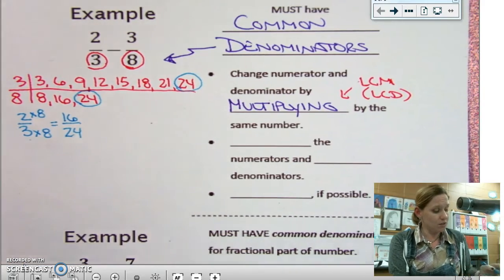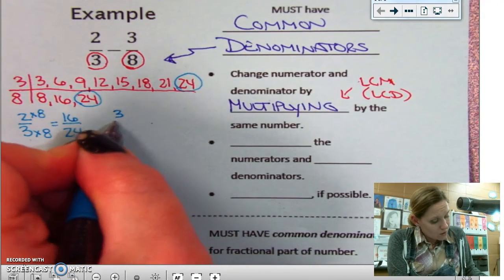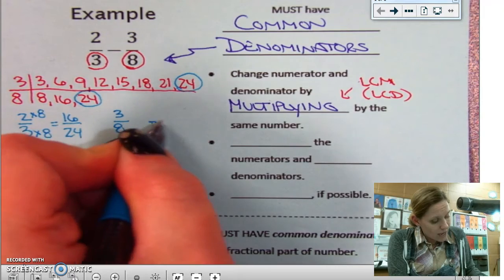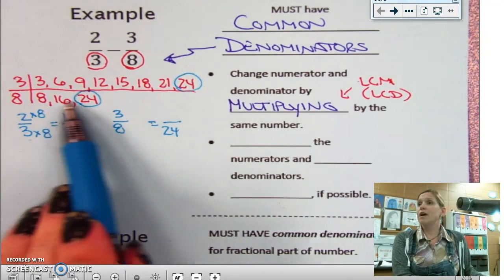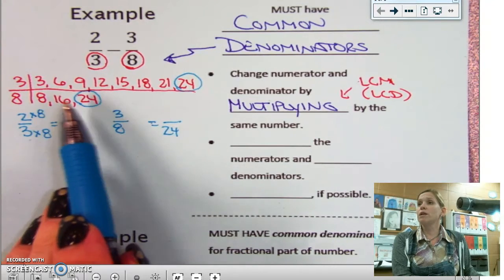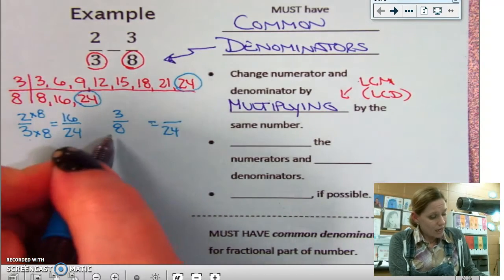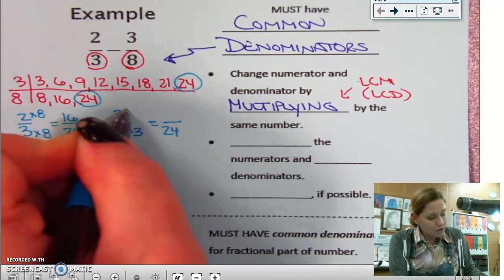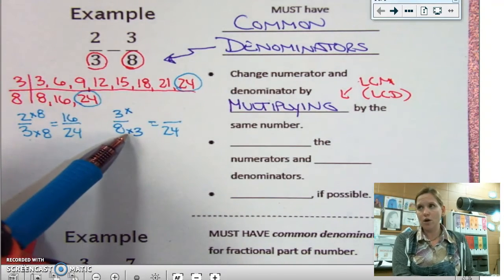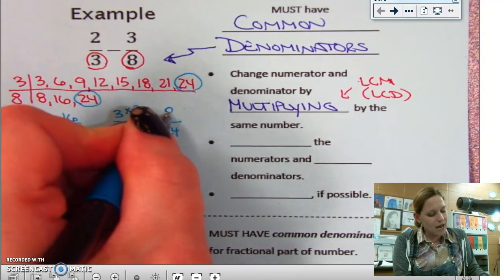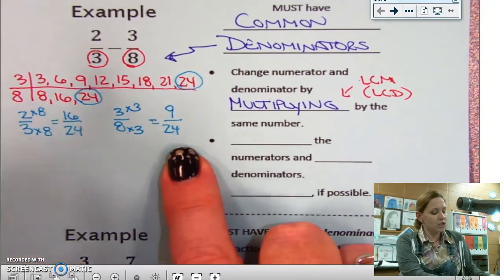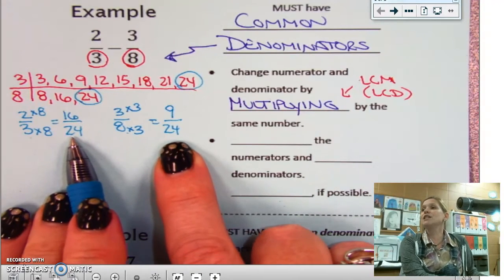We are going to go ahead and switch over to our other fraction, 3/8. And we want our 3/8 to equal something over 24. And if I look at my chart here, 8 times 1, 8 times 2, 8 times 3. 8 times 3 is 24. So whatever we do to the denominator, we must do to the numerator. So 3 times 3 is 9. So now I have two fractions, 16/24 and 9/24.